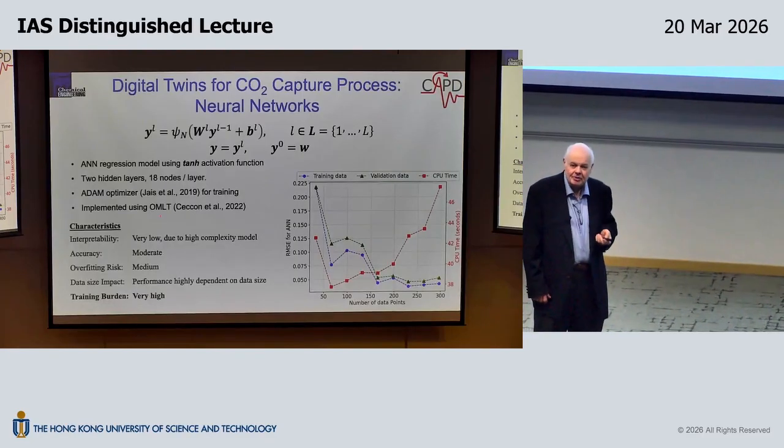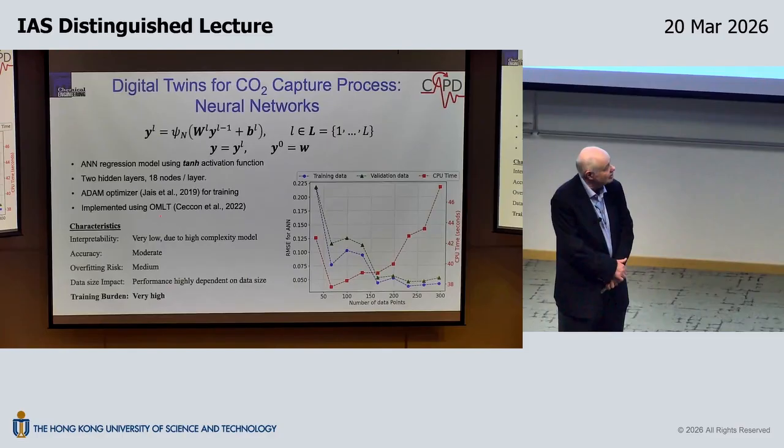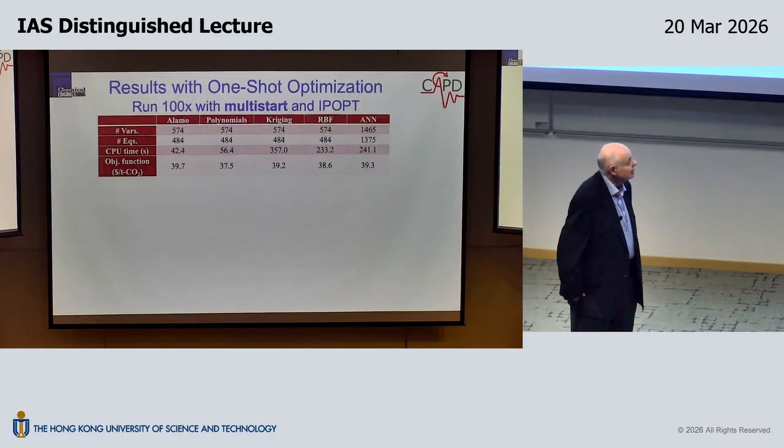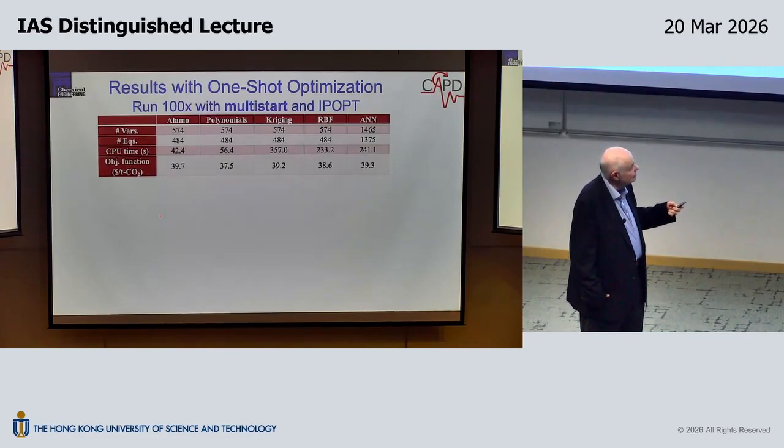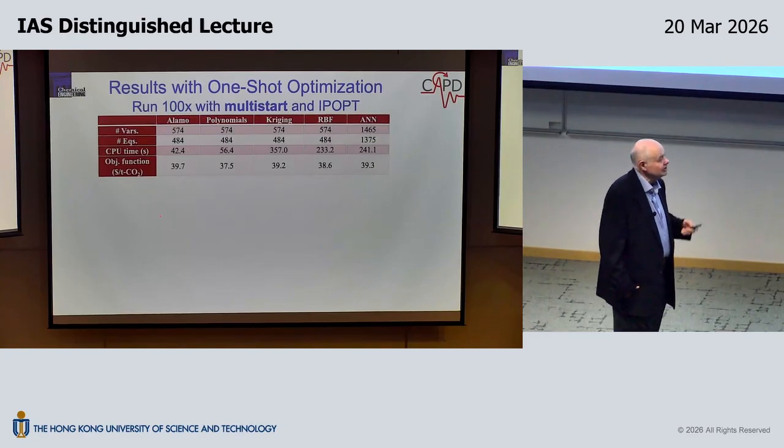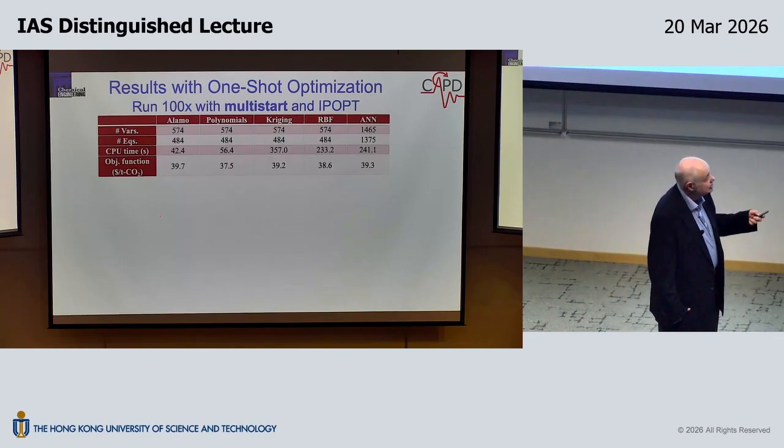So, five different digital twins. We put that in the optimization problem, and we run it. There's the result. So the optimization problem isn't too hard. Once you have the reduced model, this thing runs anywhere from 42 seconds to maybe 4 minutes, depending on which digital twin you use, so that's pretty reasonable. The objective function is also very different.